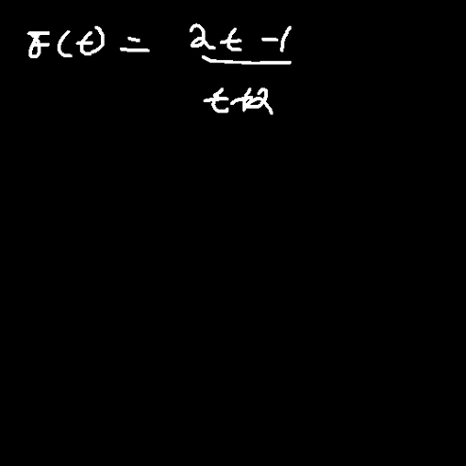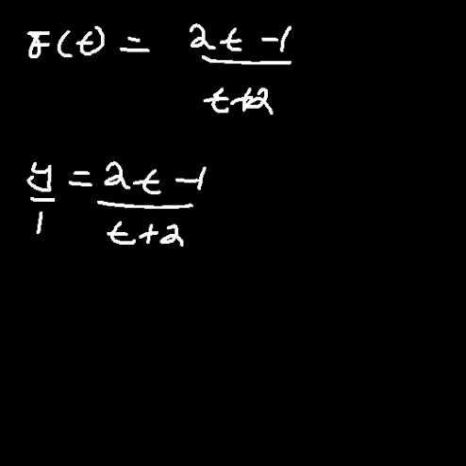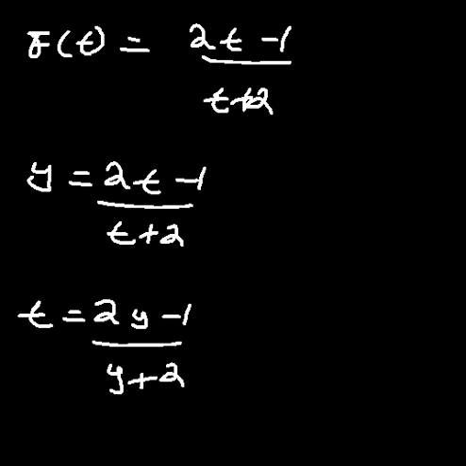What is the inverse of this function? Having f of t, it is the same as y. Now we have y is equal to 2t minus 1 over t plus 2. Now we have to interchange first, in the sense that where there is y we're going to put t, and where there is t, we're going to have y. So we have t is equal to 2y minus 1 over y plus 2.